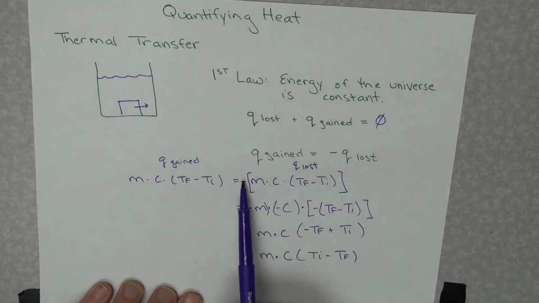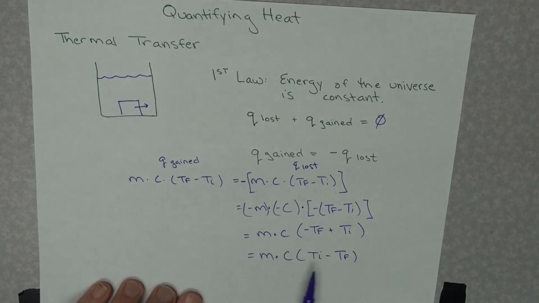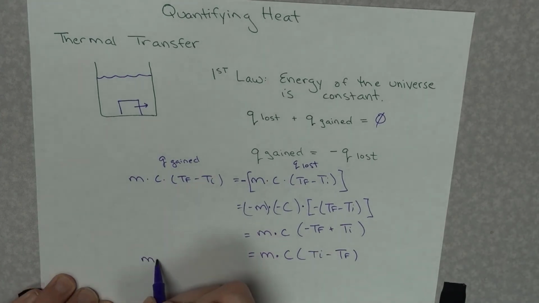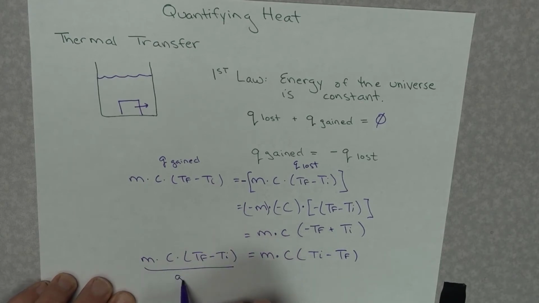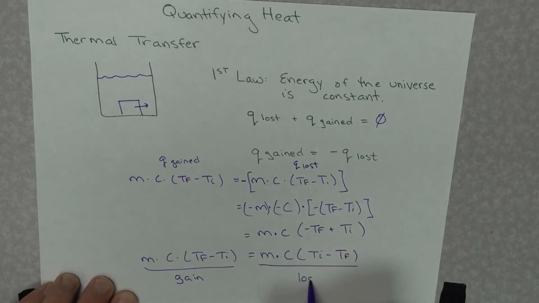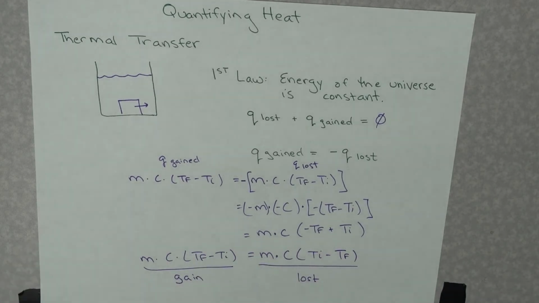Okay, so putting that negative sign here, all it really does is switch ti and tf. So m times c times tf minus ti for whatever is gaining energy. And this is what the expression looks like for whatever has lost energy. That's going to become important as we do the big problem that we're working up to.